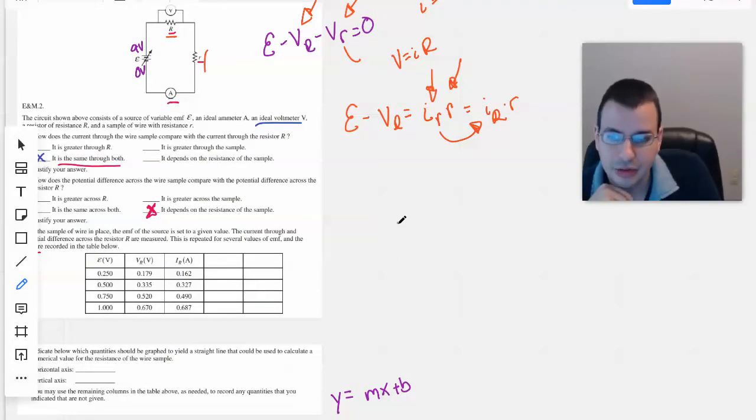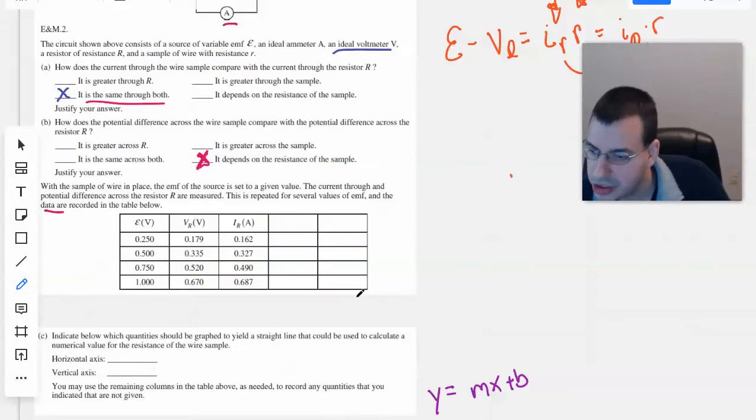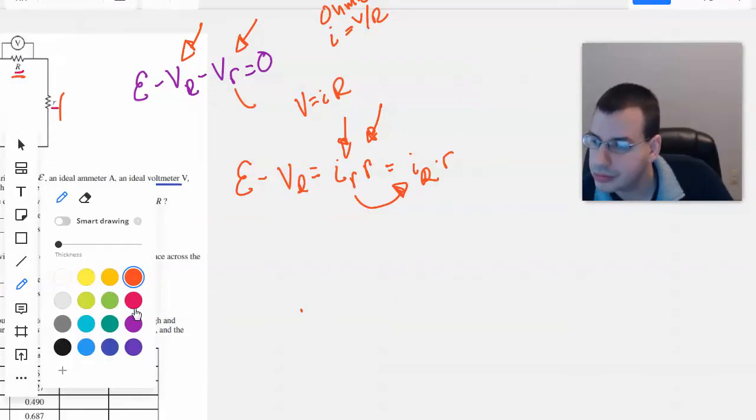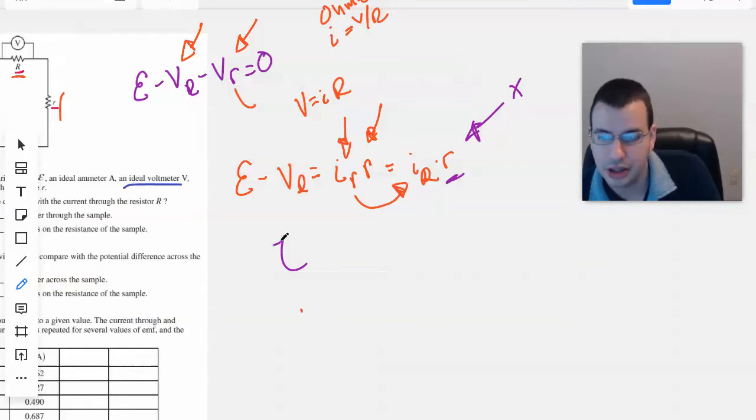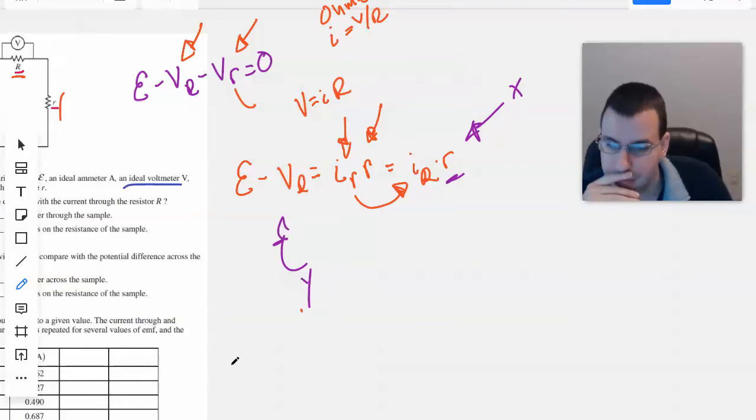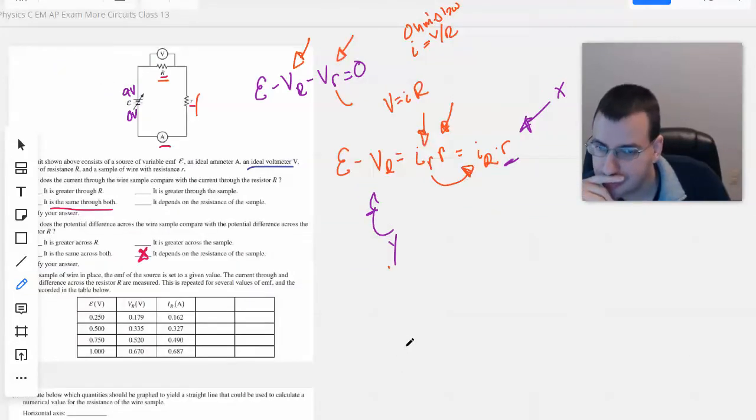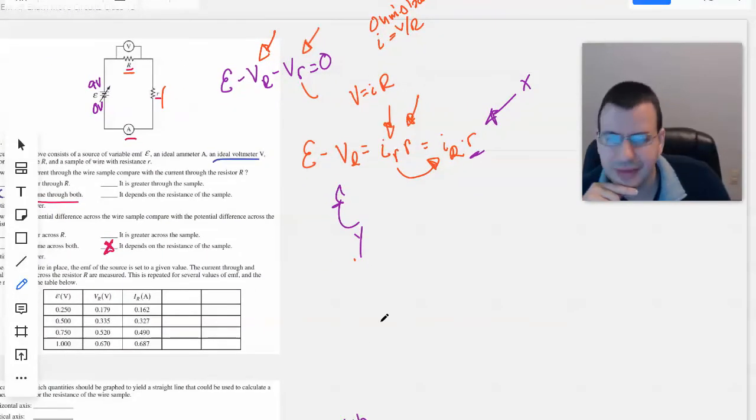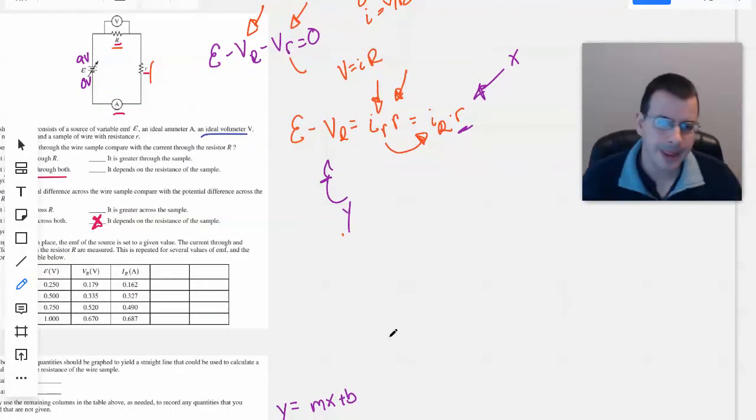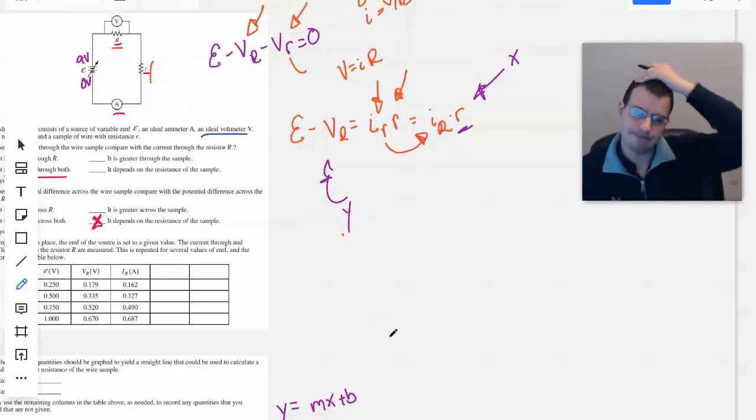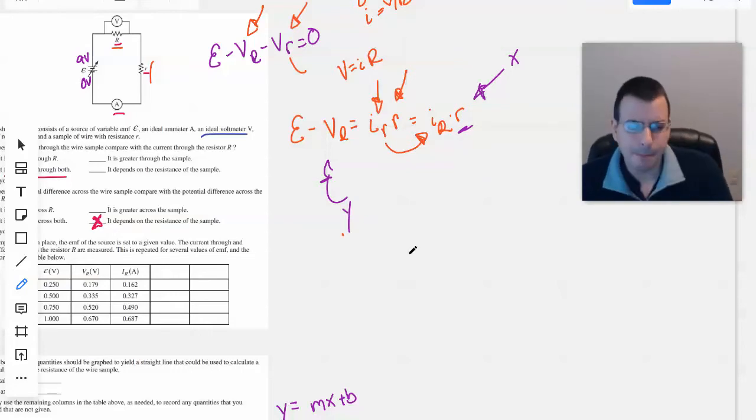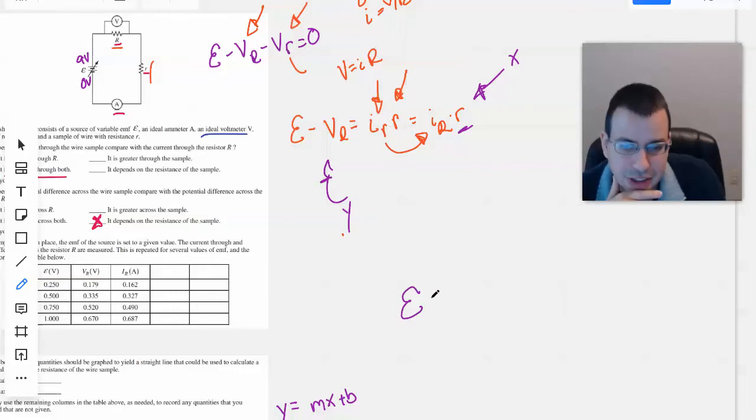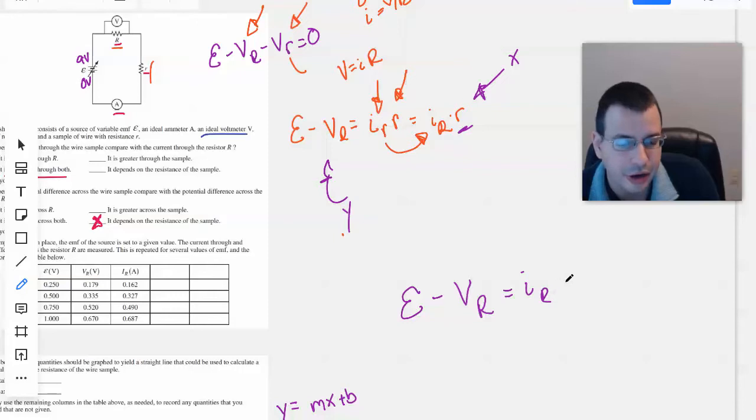So we're trying to find a resistance for the sample of the wire. So we're trying to find this. That'll be our unknown. That'll be X. This will be our Y variable. Yep, I like this. I'm going to write this out as epsilon minus VR equals IR times R.